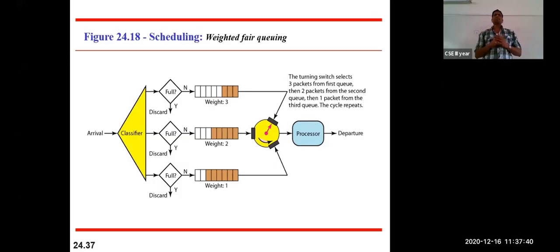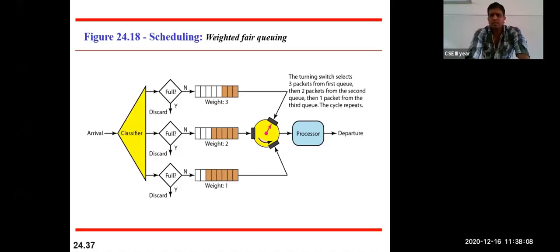The higher the number, the higher the weight, which means high priority. Let us see the difference in processing. I have 3 queues in my example. Can you see the classifier with 3 queues? The weights are 3, 2, and 1. So weight 3 has the highest priority, weight 2 has the second highest priority, and weight 1 has the last priority here.